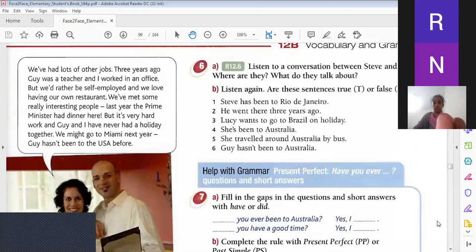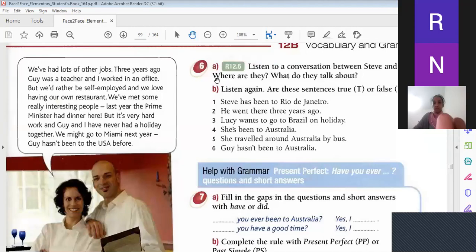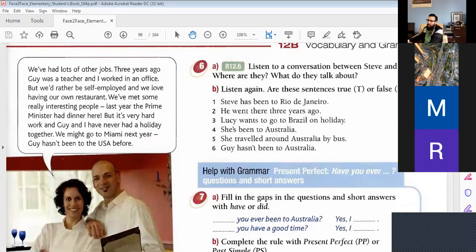Lucy. We've had lots of other jobs. I was a teacher and I worked in an office. But we'd rather be self-employed and we love having our own restaurant. We've met some really interesting people. Last year, the Prime Minister had dinner here. But it's very hard work. And Guy and I have never had a holiday together. We might go to Miami next year. Guy hasn't been to the USA before.